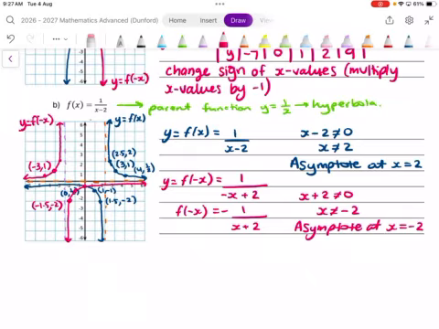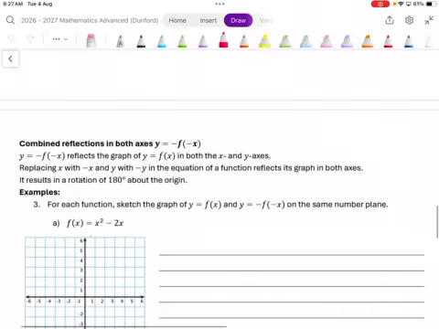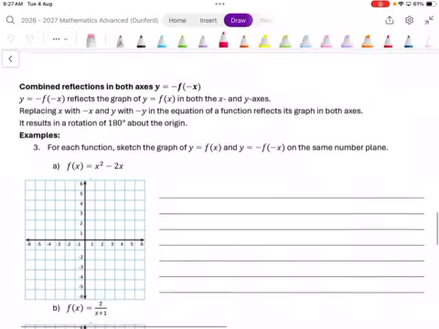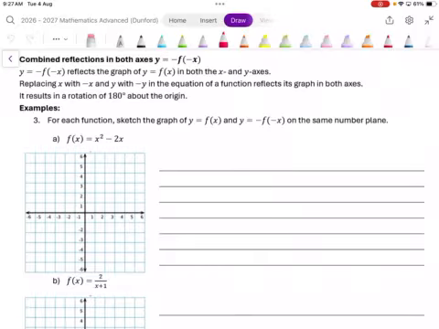So if we have all the reflections together, we have our combined reflections. Flip the page when you're ready, but we have our combined reflections in both our axes. If we have y equals negative f of negative x, it reflects in both the x and the y axes, replacing x with negative x and y with negative y in the equation. And it's also a rotation of 180 degrees about the origin.